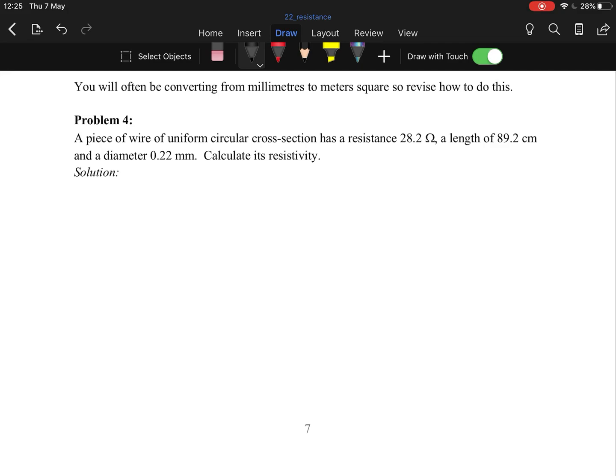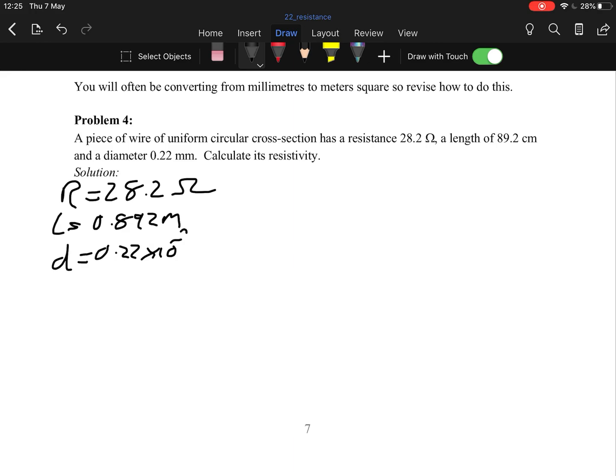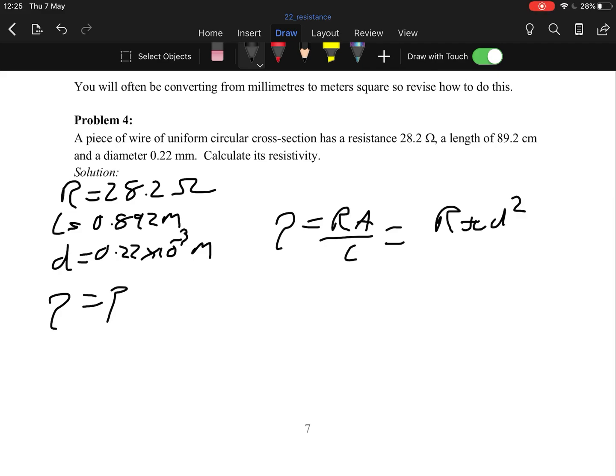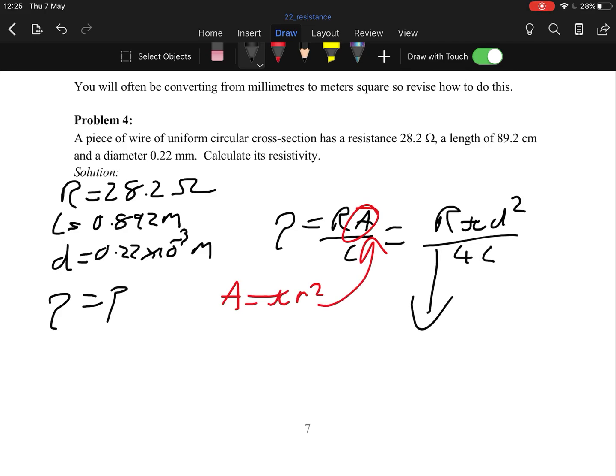Problem 4. A piece of wire of uniform cross-sectional area has a resistance of 28.2 ohms, a length of 0.892 meters and a diameter of 0.22 times 10 to the minus 3 meters. And we want rho. So we know that rho equals RA over L. If you forgot the equation R pi d squared over 4L, you'd have to find A equals pi r squared, sub that back in, and you'd end up with the same answer, just a bit longer. My way is a little bit shorter. I just use this equation.